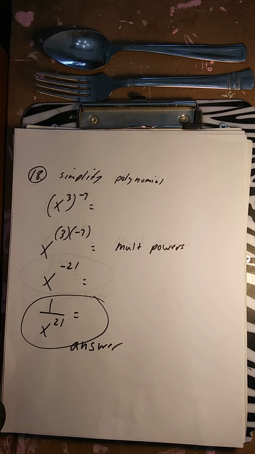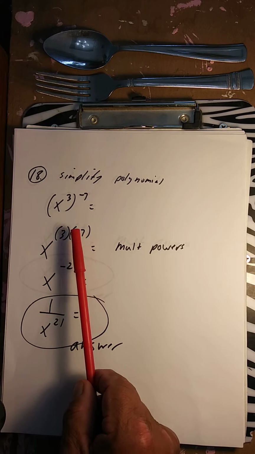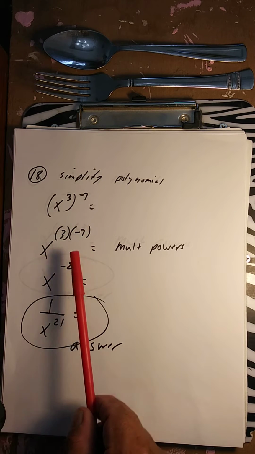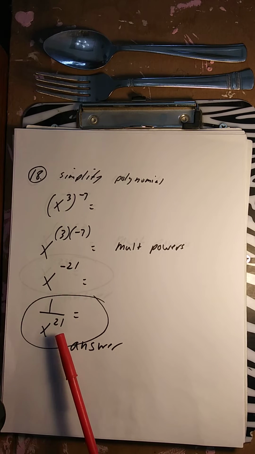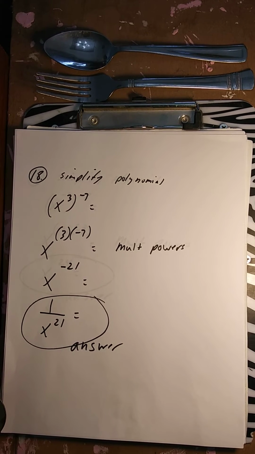Simplify this. So what you need to do is multiply the power. See the power right there? So 3 times negative 7 is going to be negative 21. But we have x to the negative 21. No, we write it as 1 over x to the positive 21. That's all you got to do.